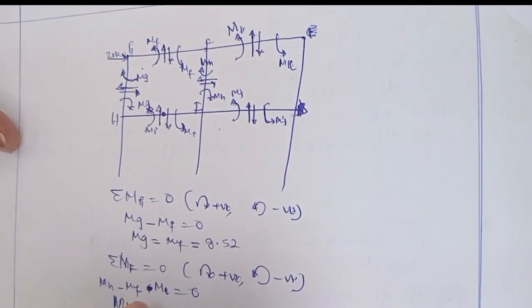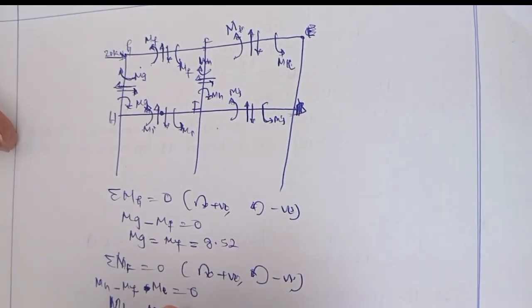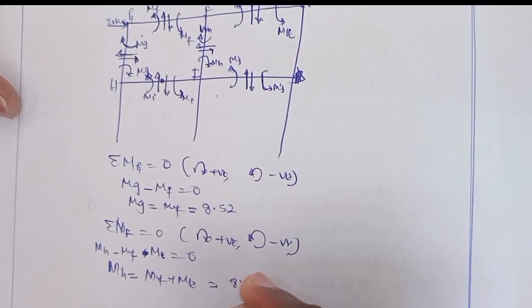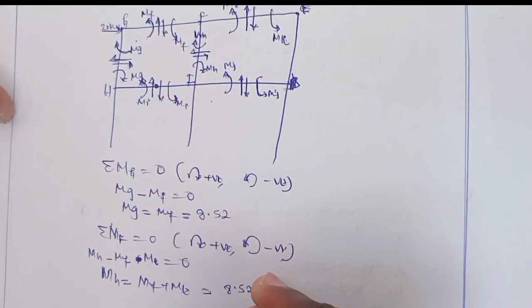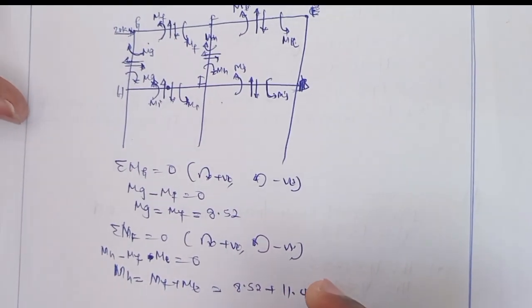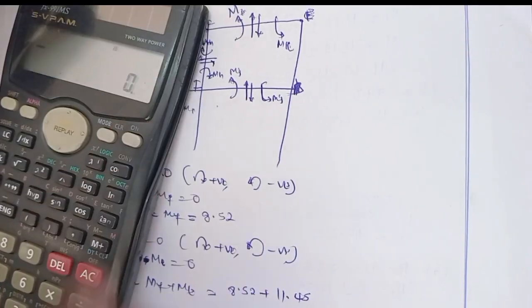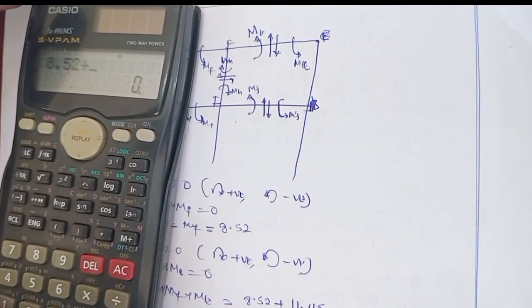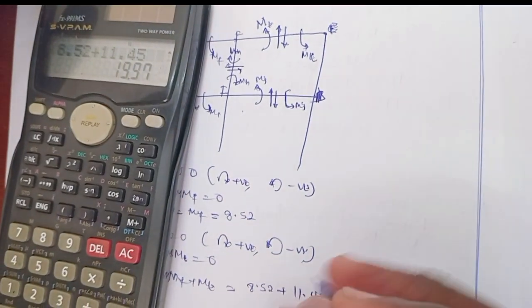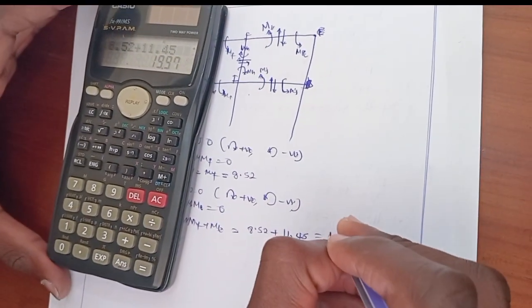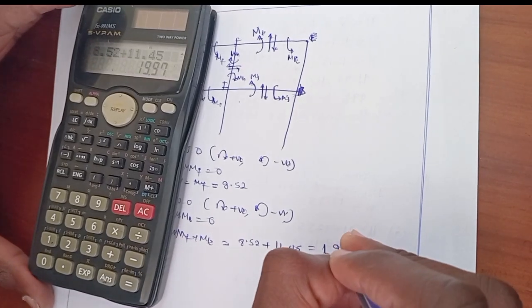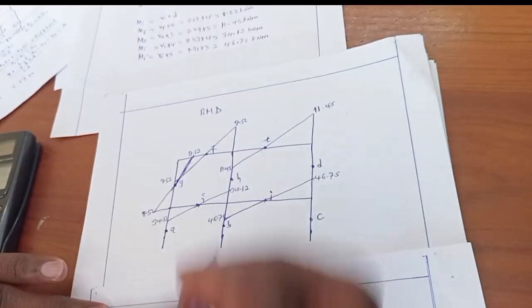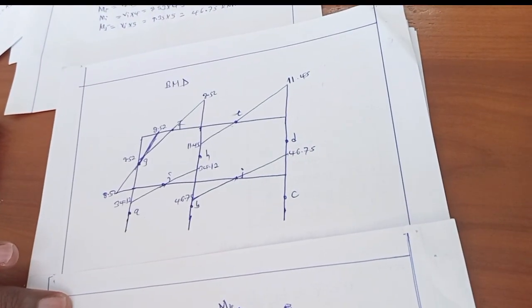So MH will be MF plus ME, which is 8.52 plus 11.45. 8.52 plus 11.45 will be 19.97. So the bending moment at H is this one.